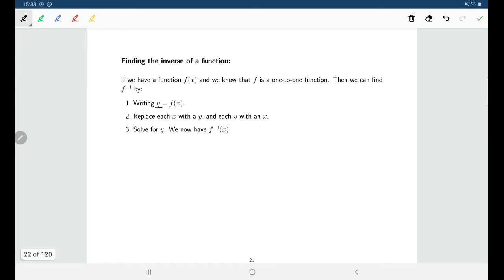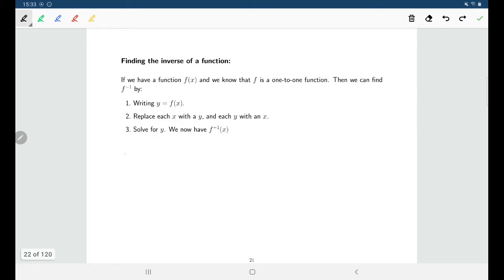First, rewrite our function instead of f of x equals, rewrite it as y equals, so that we've got x's and y's. The second thing that we'll need to do is exchange all of our x's with y's and all of our y's with x's, which of course makes sense because that's what the inverse does. It's supposed to interchange our x and y values. And then finally, solve for y. And once you've solved for y, now you have your inverse function.